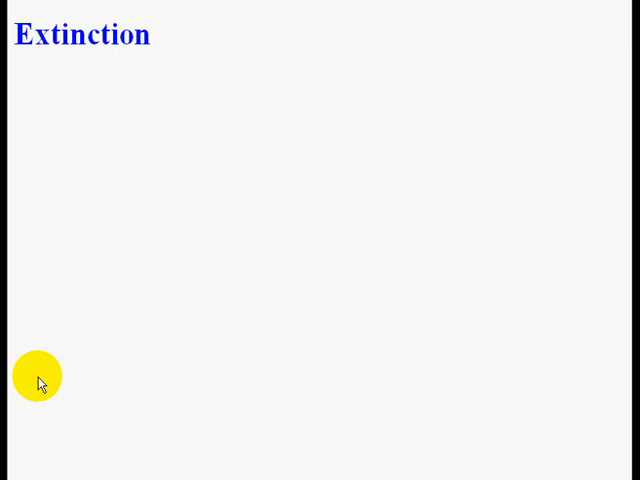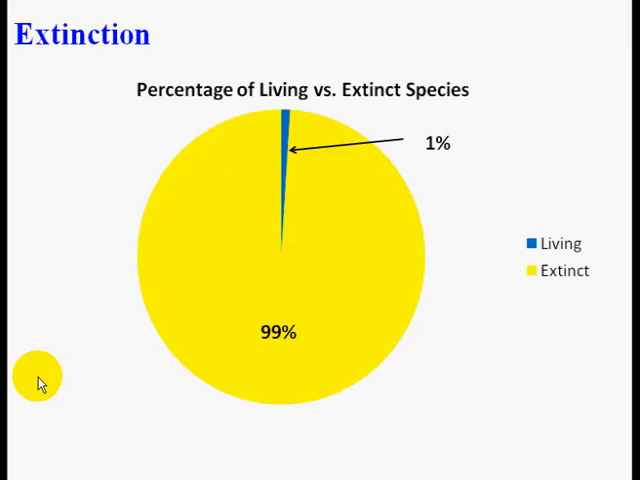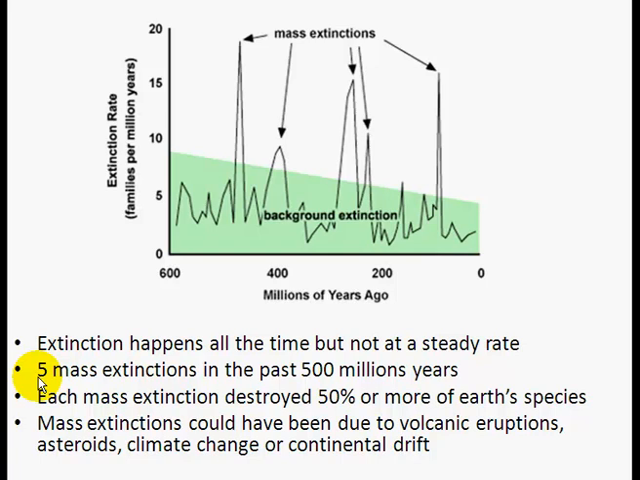Let's take a quick look at the opposite of speciation, which is extinction. You may be surprised to know that of all the species that ever existed, only 1% remain today. What's caused 99% of all species to go extinct? Let's take a look at this graph. This graph tells us a few things. First of all, extinction happens all the time. It happened a long time ago, it's happening now, but the rate that it happened has not been very steady.